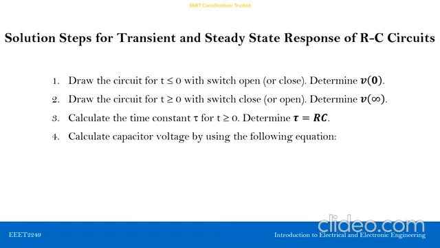Then calculate the capacitor voltage by using the following equation: V(t) equals V infinity plus V0 minus V infinity, e to the power minus t over tau, where tau equals R multiplied by C. The same procedure could be applied for the capacitor current equation as well.